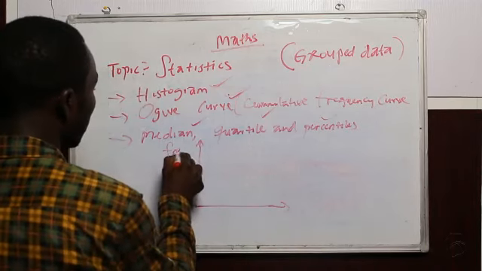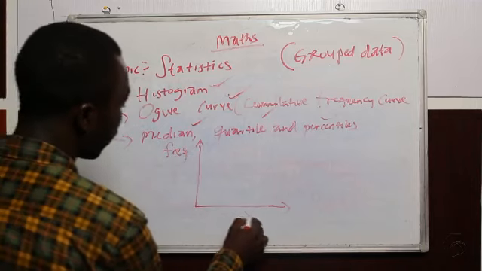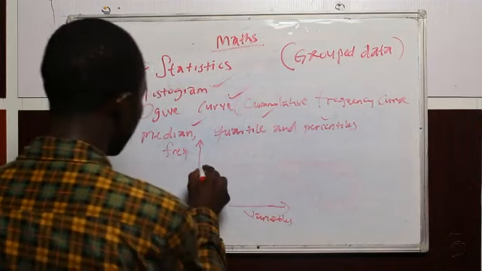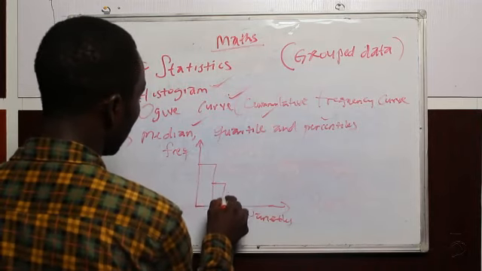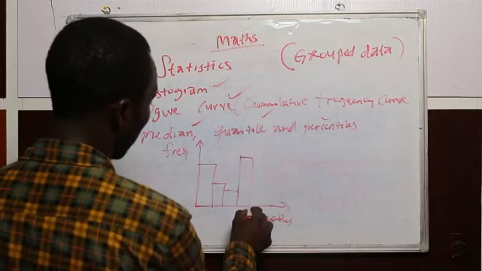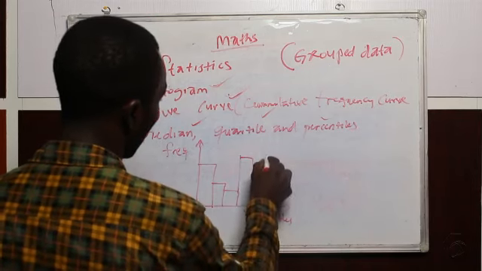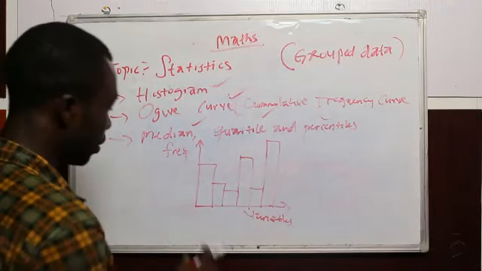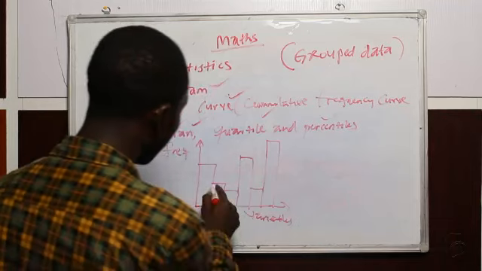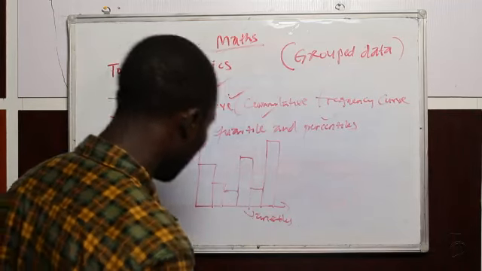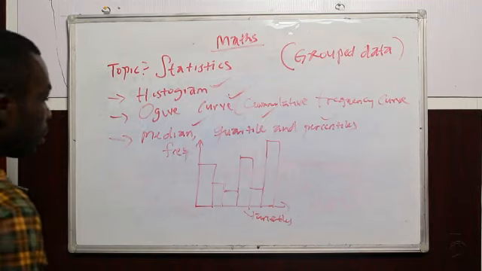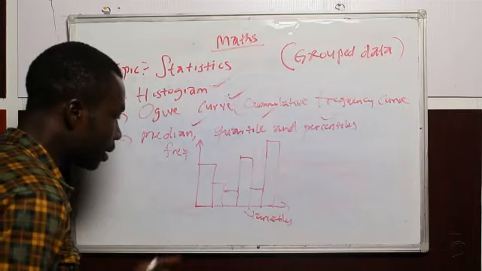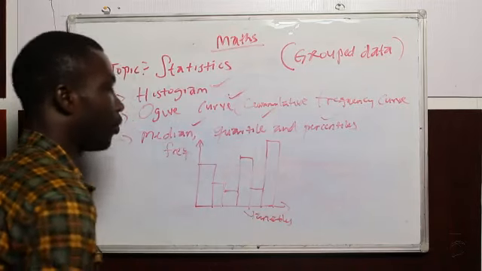We have the frequency according to our definition, and we have the variables here. Now, this is the meaning of histogram. We said histogram, they are rectangular bars placed side by side. And we have the vertical axis, which is called the frequency, and the horizontal axis, which is called the variables.